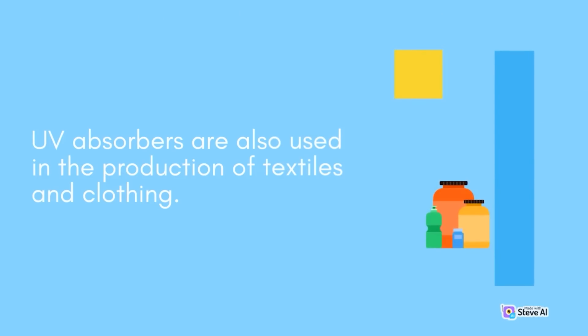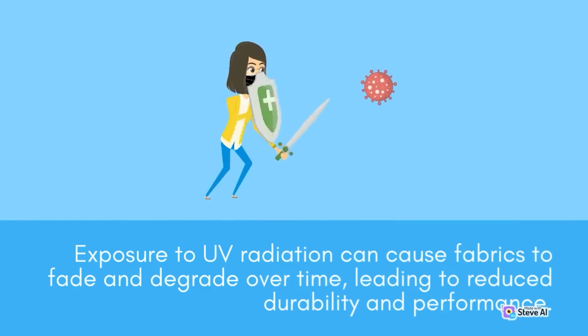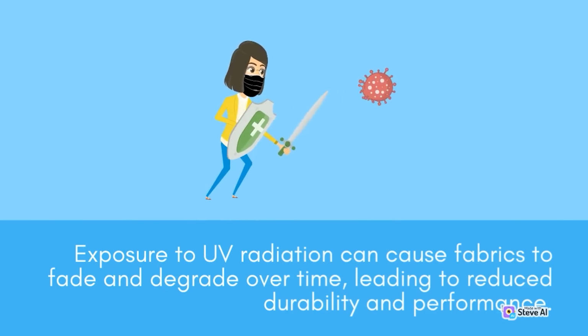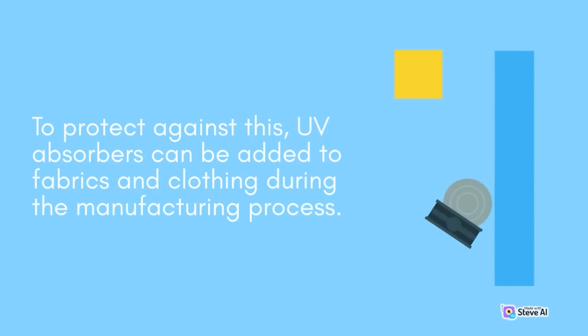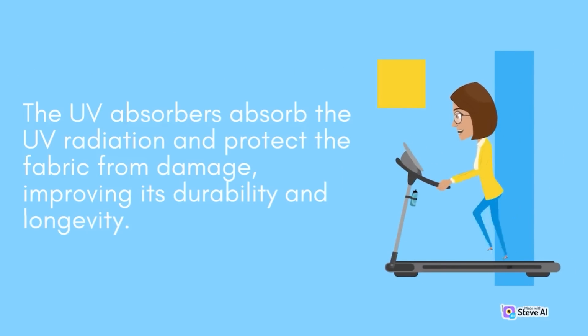UV absorbers are also used in the production of textiles and clothing. Exposure to UV radiation can cause fabrics to fade and degrade over time, leading to reduced durability and performance. To protect against this, UV absorbers can be added to fabrics and clothing during the manufacturing process. The UV absorbers absorb the UV radiation and protect the fabric from damage, improving its durability and longevity.